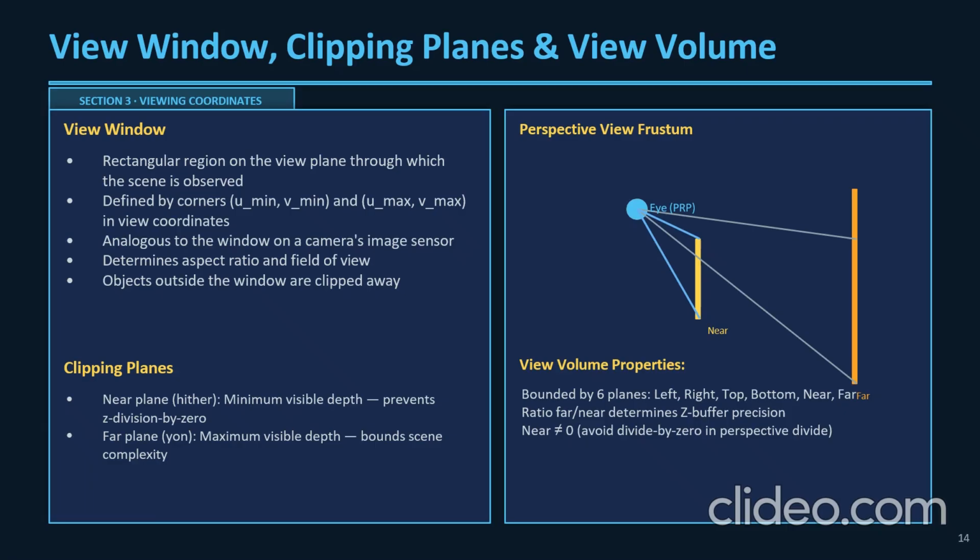So here we are going to discuss the view window, clipping planes, and view volume. The view window represents the rectangular region through which the scene is observed. The near and far clipping planes define the visible depth range of the scene. Together with the left, right, top, and bottom boundaries, they form the view volume, also known as the view frustum. Objects outside the region are removed before rendering, which is known as clipping.